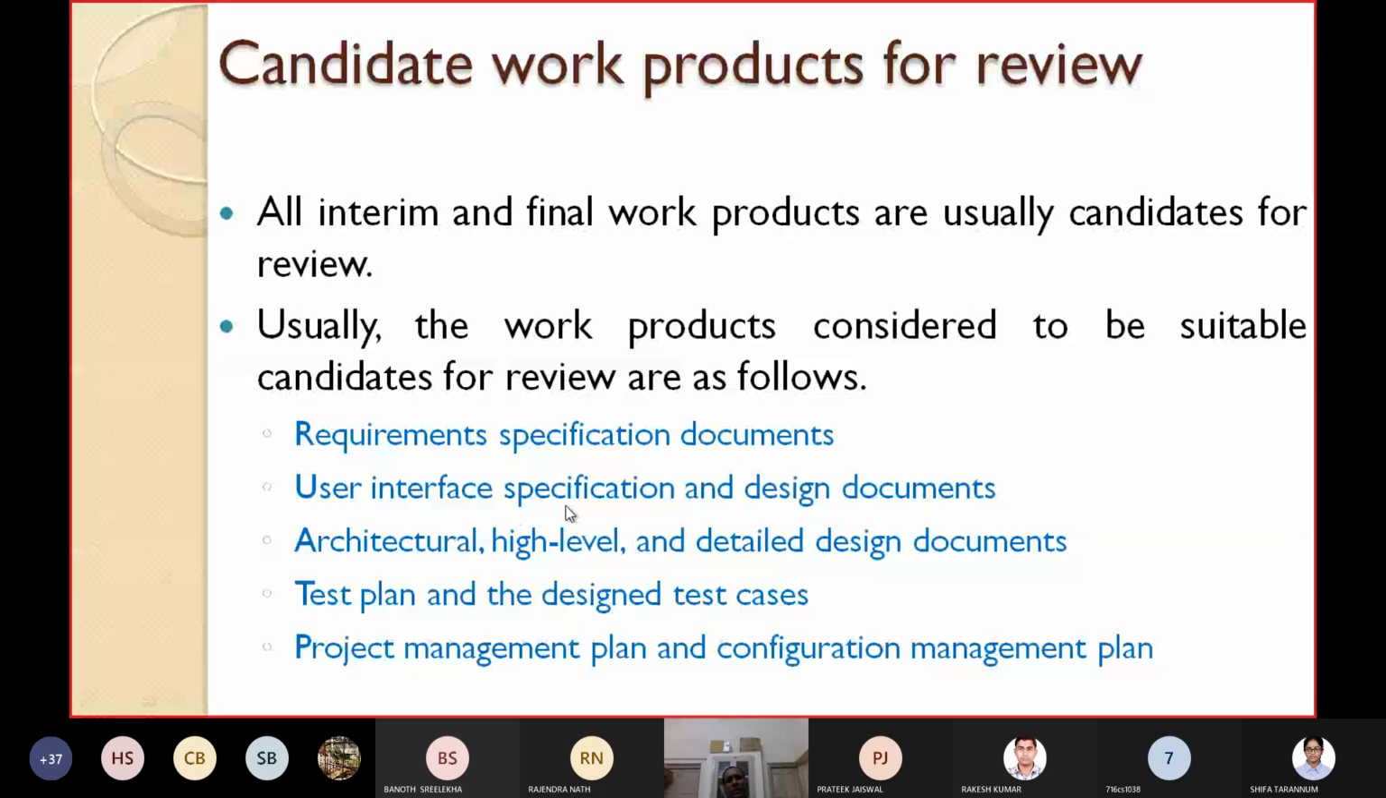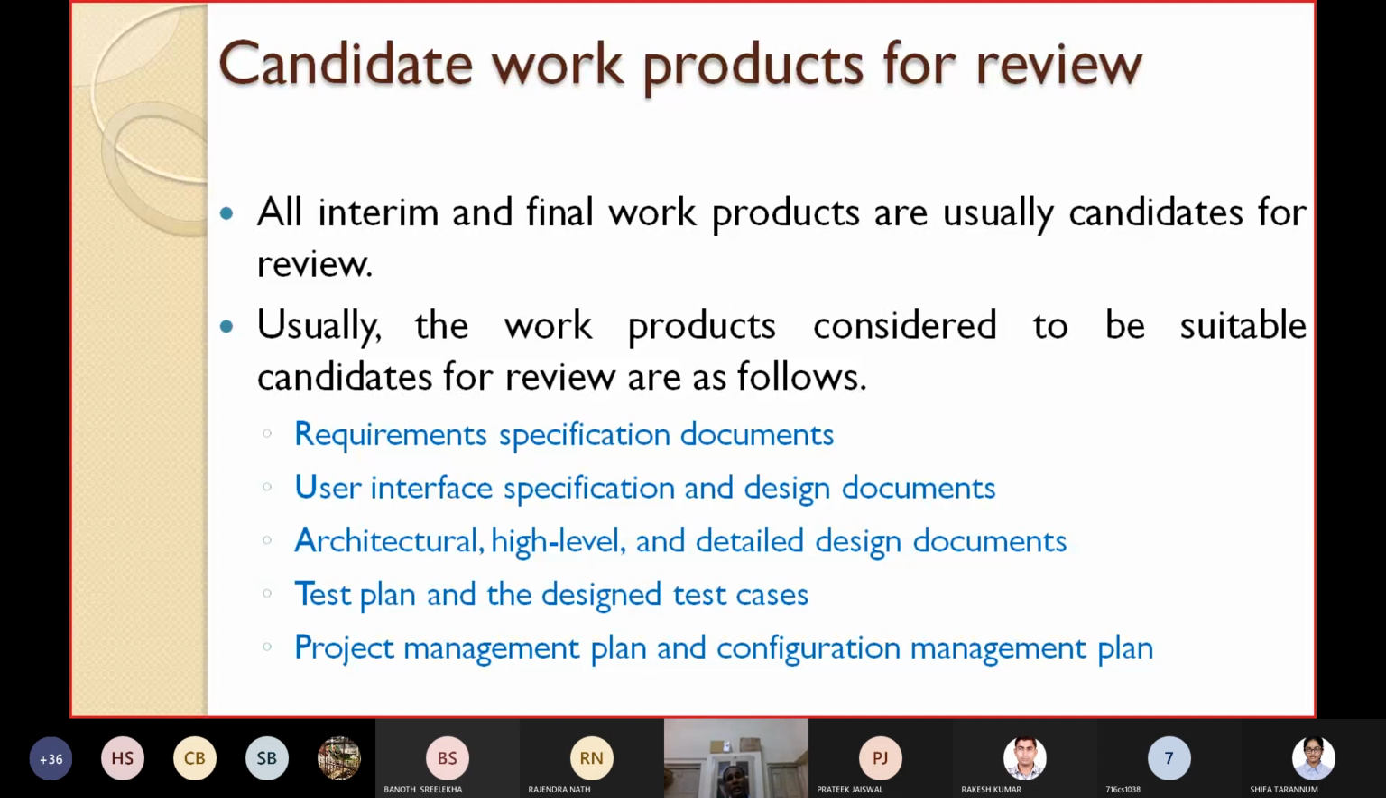User interface specification and design documents, architectural high-level and detailed design documents can be reviewed. The test plans that you have made for conducting testing and the design of the test cases. The project management plan, I have already told you, SPMP, while discussing the first or second class, software project management plan. So the software project management plan, configuration management plan, and risk management plan are all candidates for review. These are a few examples of the candidates for review. Now let's quickly see what the different review roles are and to whom they can be given.